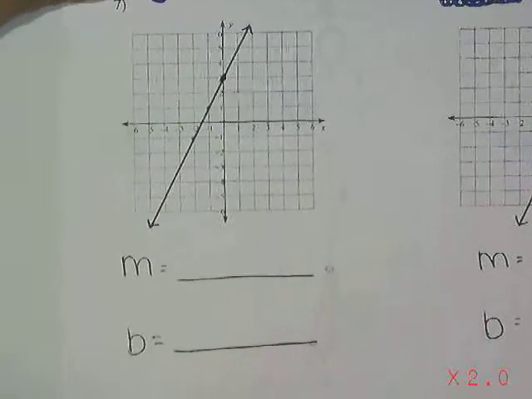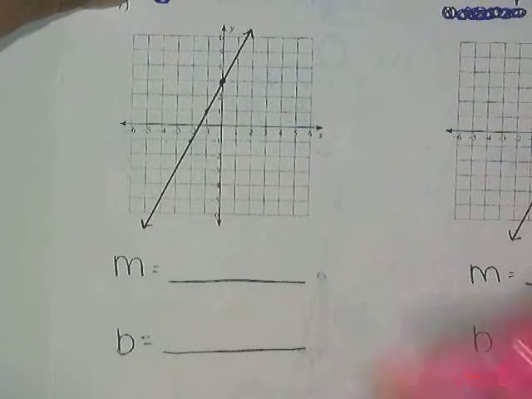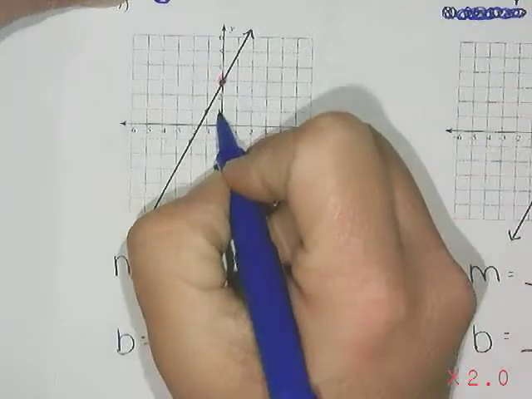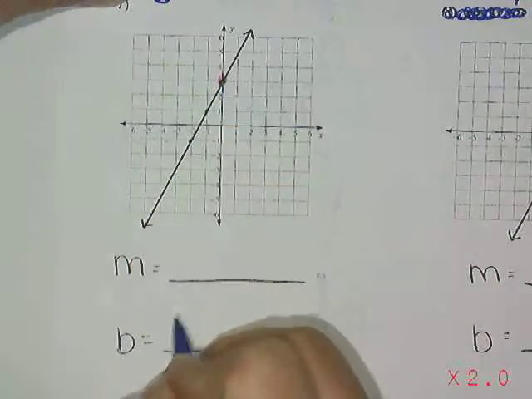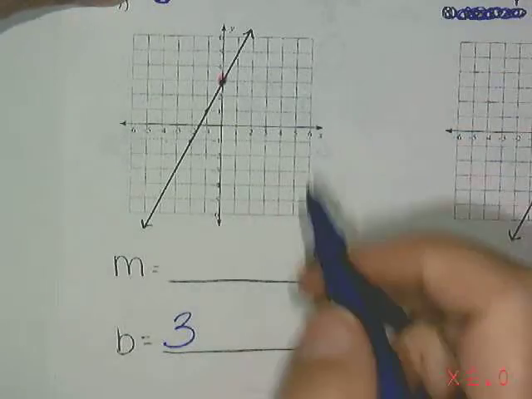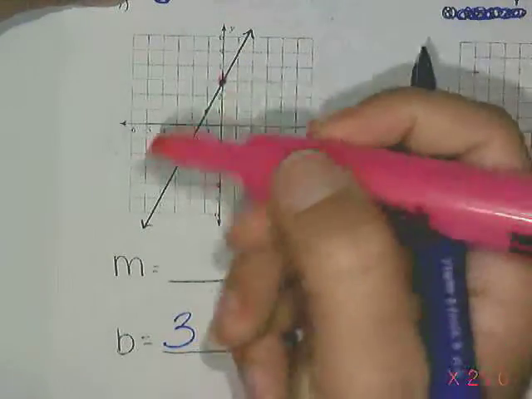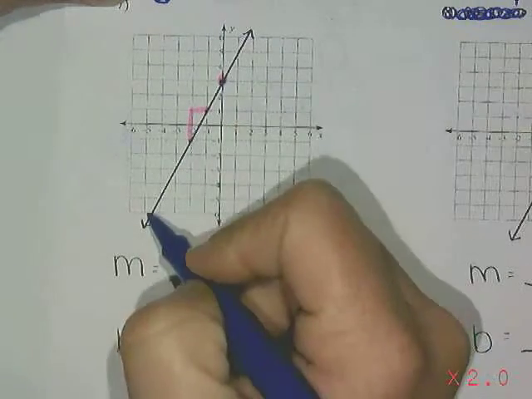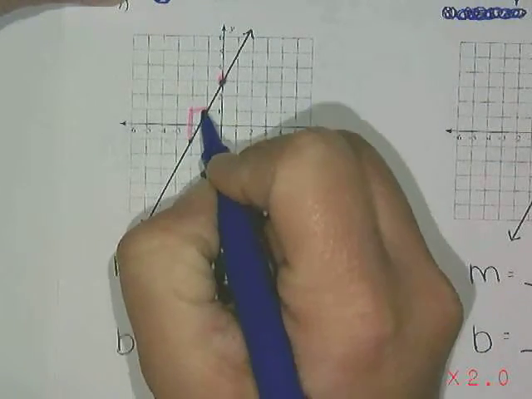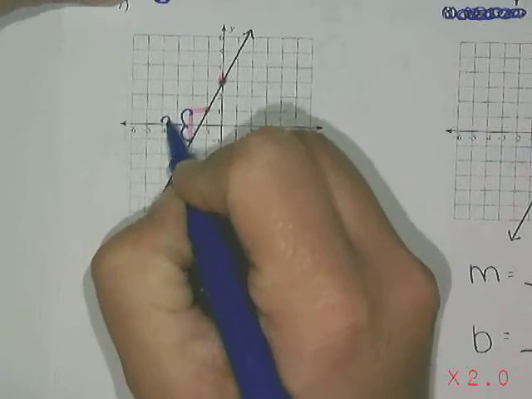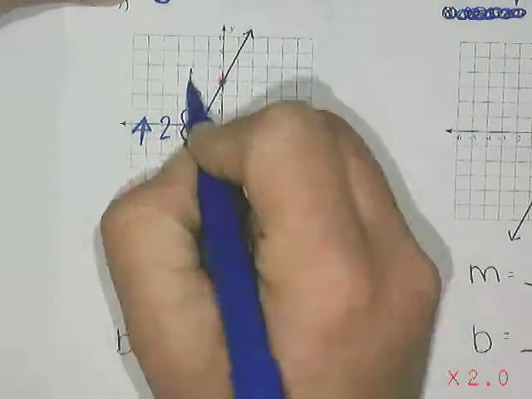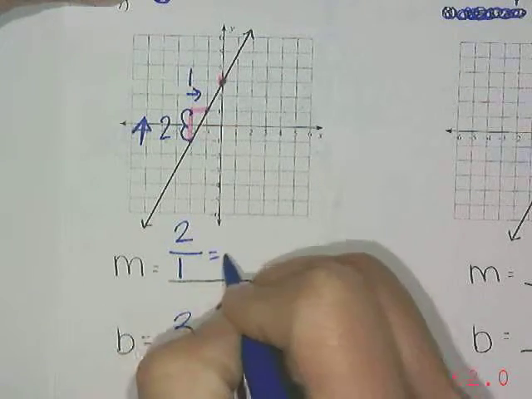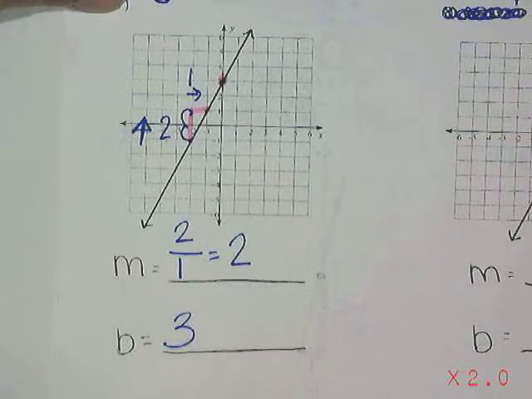Number 7. My y-intercept is right here where the line crosses the y-axis. That is on point 1 to number 3. So my b is a positive 3. I'm going to connect 2 of my points. It does not matter which 2 you pick. It could be any 2 points on the line. Going from this point to this point, I have to go up 2, and I have to go to the right 1. So my rise is 2, my run is 1. That reduces down to 2.